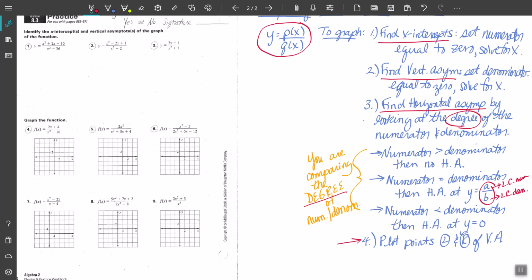Now let's actually move down and graph number 4. We'll find our x-intercepts at wherever 2x plus 4 equals 0, since that's our numerator. So we'll have one x-intercept at x of -2. I'm going to go ahead and put that in. Then we'll find the vertical asymptotes at x squared minus 16 equals 0. We're going to have 2 of those then, one at +4 and one at -4. So I'm going to dot those in.